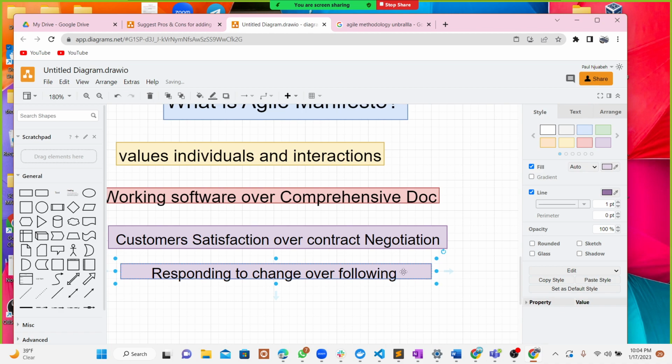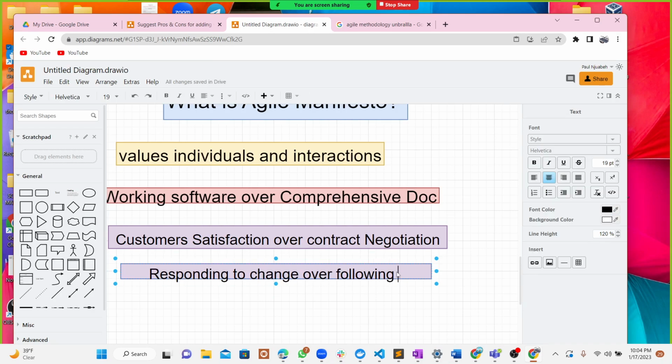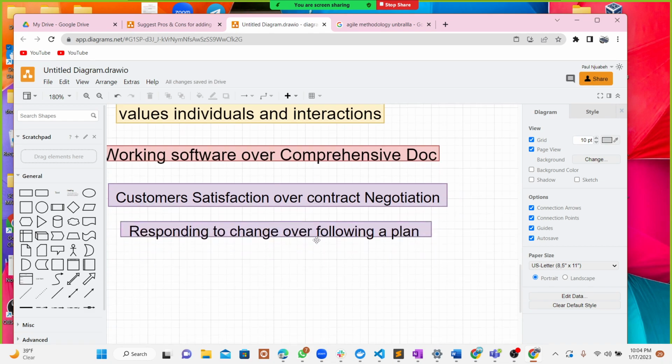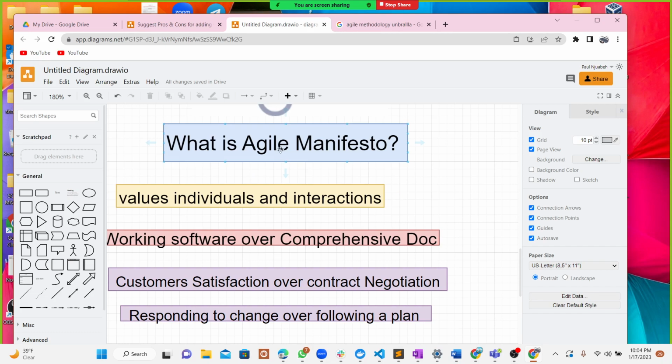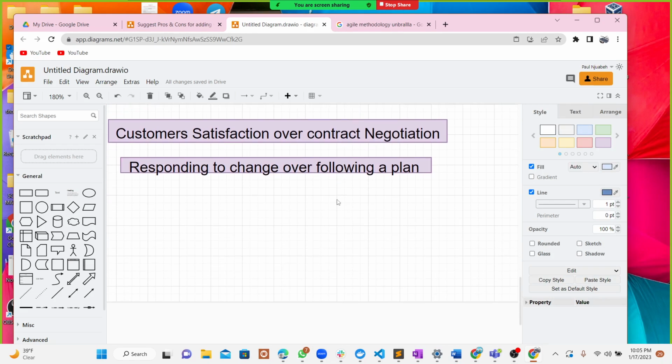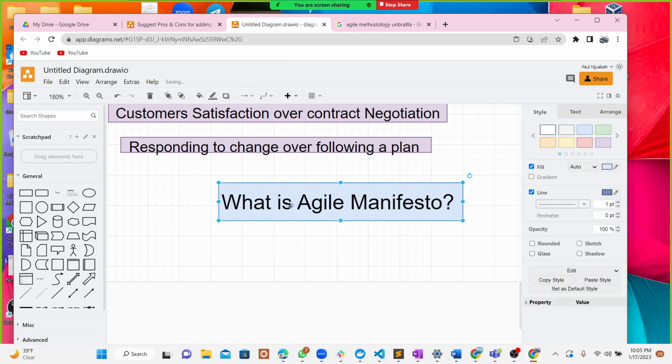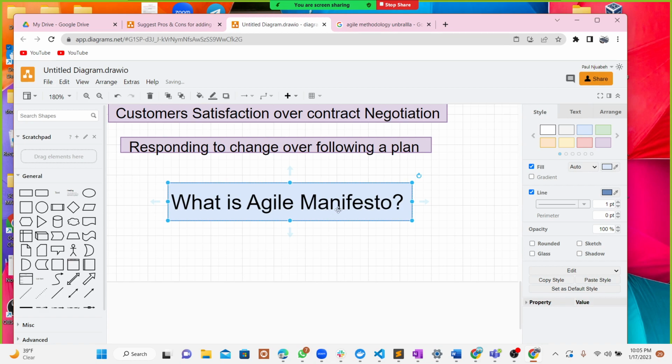So they said, no, we are going to start welcoming change and respond to that change over following a plan. This is what the Agile Manifesto is saying. Then, interestingly, this Agile Manifesto has 12 supporting principles, which are the principles of the Agile Manifesto.